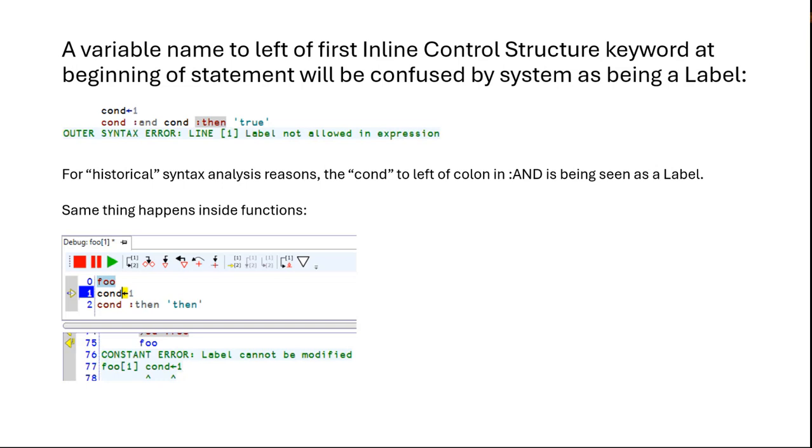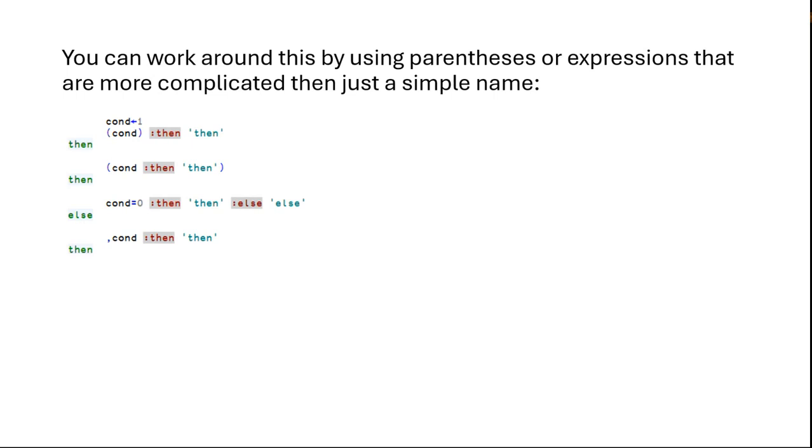So that is a little bit of an issue that you might run up against with these, but you can work around this easily using either parentheses, or if the expression is more than just a simple name. So in this first example, I've assigned a variable COND equal to 1, and then I can put parens around COND, and that will be sufficient to differentiate it so it's syntactically unambiguous that this is not intended to be a statement label. Or I could put parens around the entire expression, as you see in the second expression.